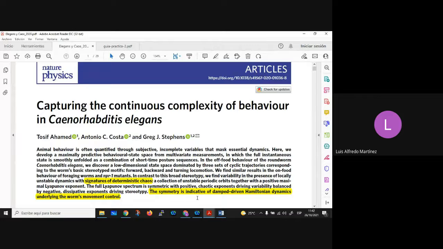Good morning, everyone. Today, I will briefly talk about a very interesting topic, showing the paper where chaos theory is applied to a well-studied biological system, C. elegans. The paper is titled Capturing the Continuous Complexity of Behavior in C. elegans.